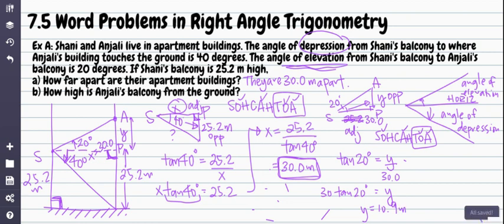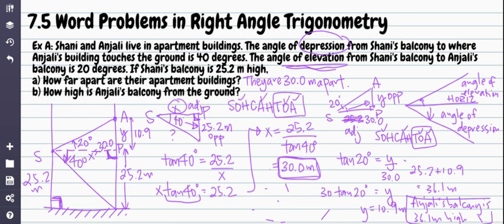So y is 10.9 meters, so the height of Angeli's balcony is 25.2 plus the 10.9 here. So again, I'm just relabeling it on my original diagram. So 25.2 plus 10.9 is equal to 36.1 meters. Angeli's balcony is 36.1 meters high. So I'm making sure that I'm answering the question. It is a word problem, so we want to have a concluding statement on there, okay?